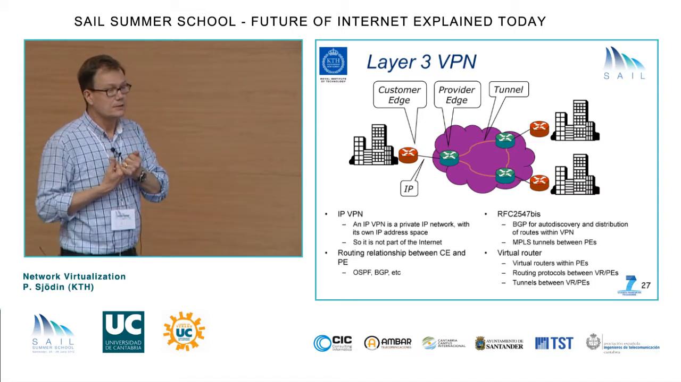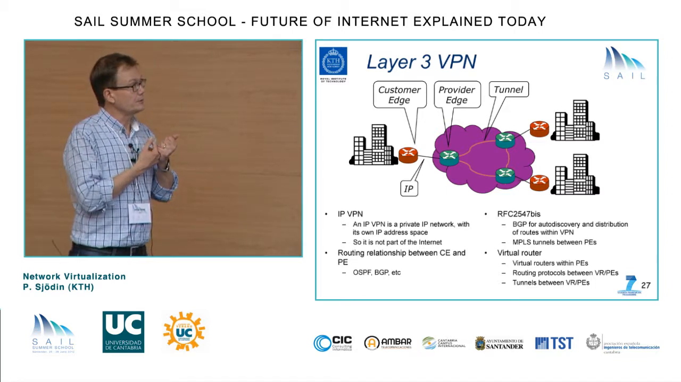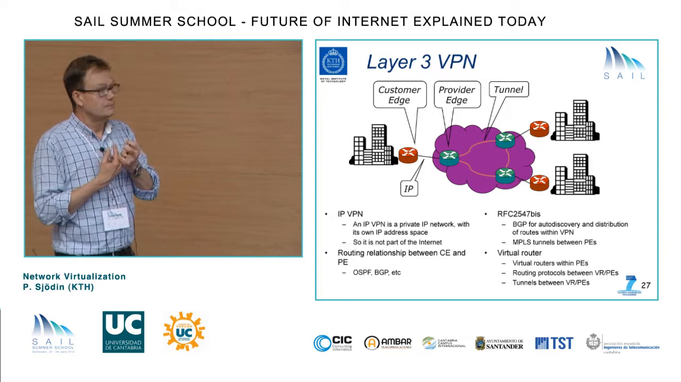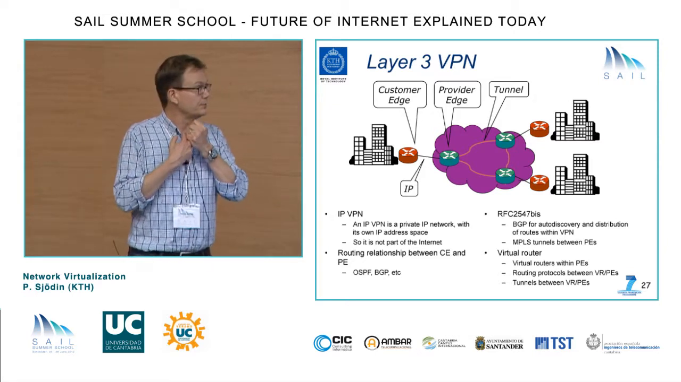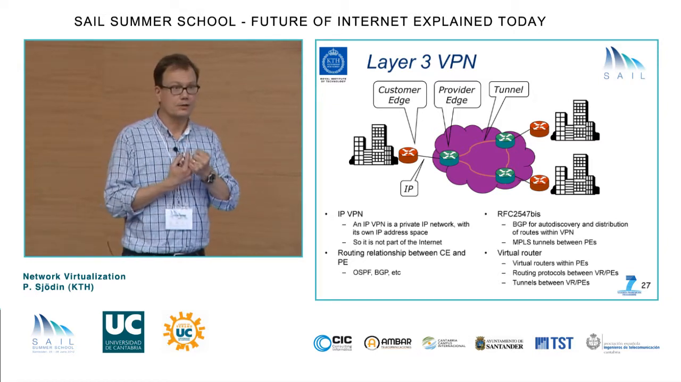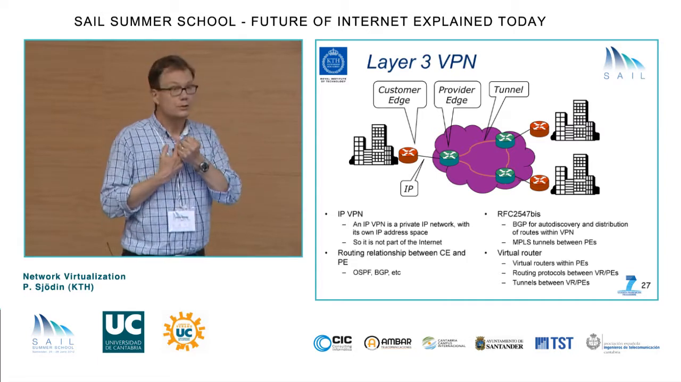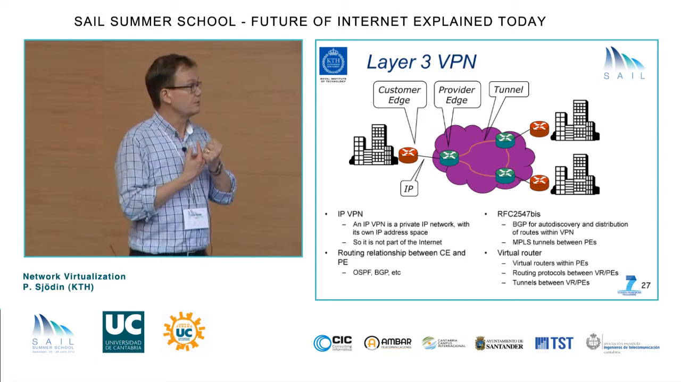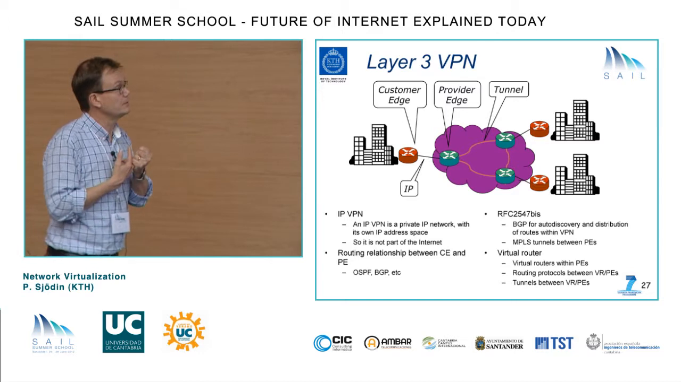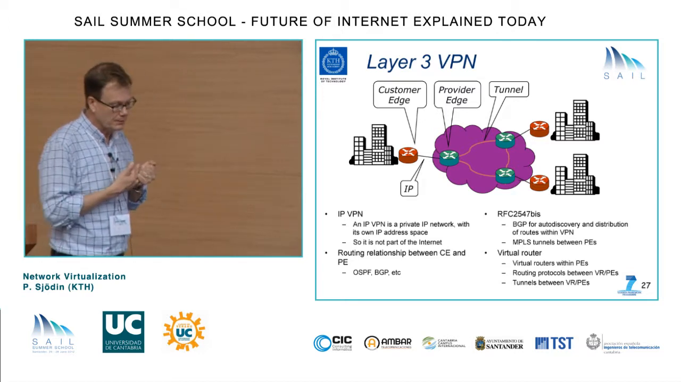The other way is a little bit similar to what we saw earlier on in the first part of this, where we're virtualizing the network elements, we're virtualizing the routers, so we're building a network out of virtual routers across the network. So we're slicing the routers and then setting up tunnels between them.